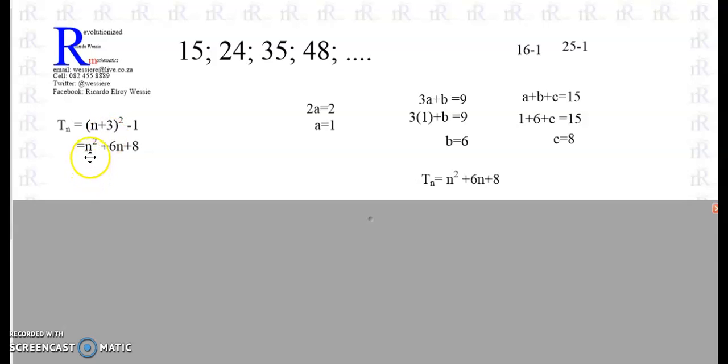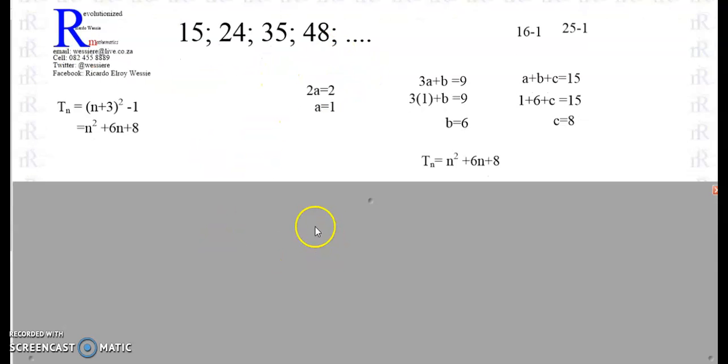So I expand this, I get n squared plus 3n plus 3n plus 9. So n squared plus 6n, and 9 minus 1 is 8. So I get the same general term without having to follow this protocol. But if I had seen the relationship that this was 16 minus 1, 25 minus 1, 36 minus 1, 49 minus 1, which is a quadratic number pattern.